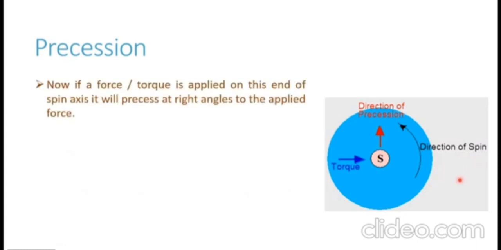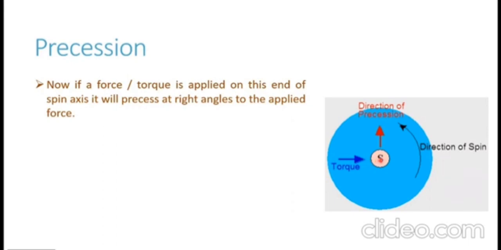Now let's imagine that we apply a force, and we apply it to the south end of the spin axis. This blue color arrow which you see here is the force or torque being applied to the south end of the spin axis. Now, if this was a normal object, the spin axis will move in the direction of the blue arrow only. But since this is a free gyroscope, it is not going to move in this particular direction. It will move at right angles to the applied force.